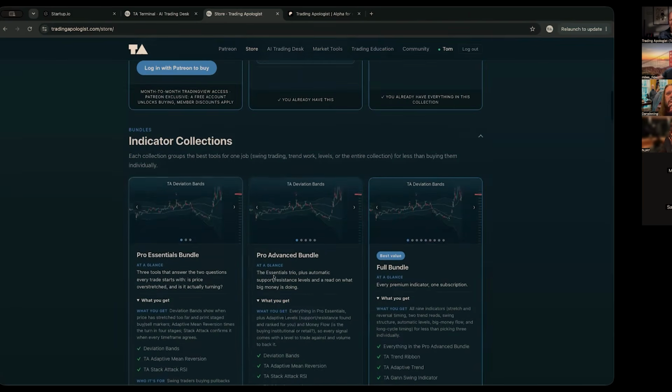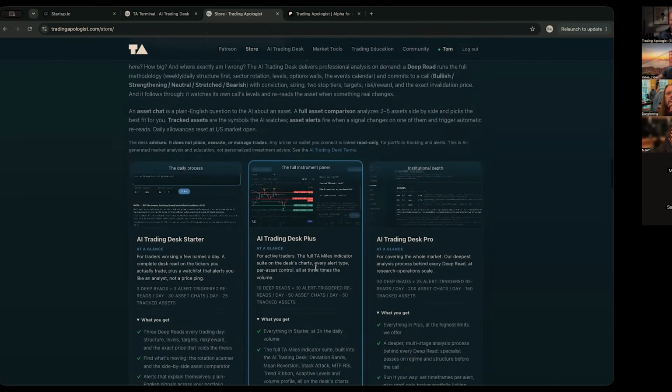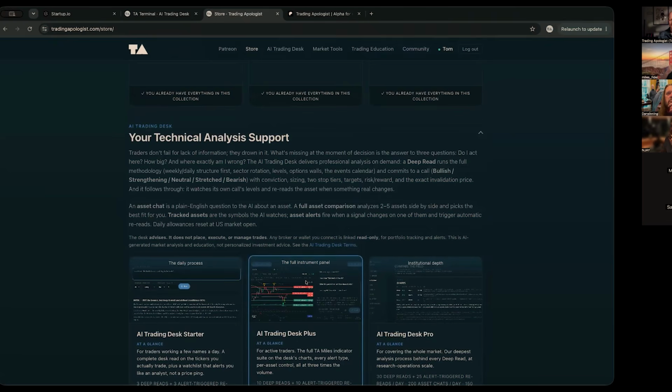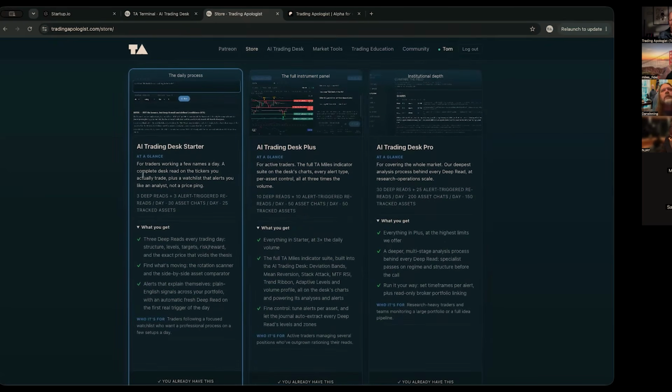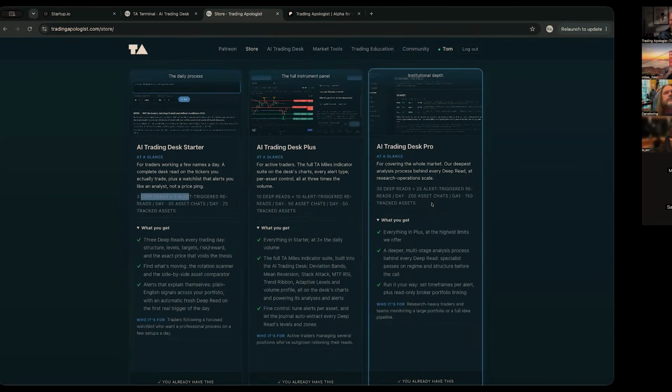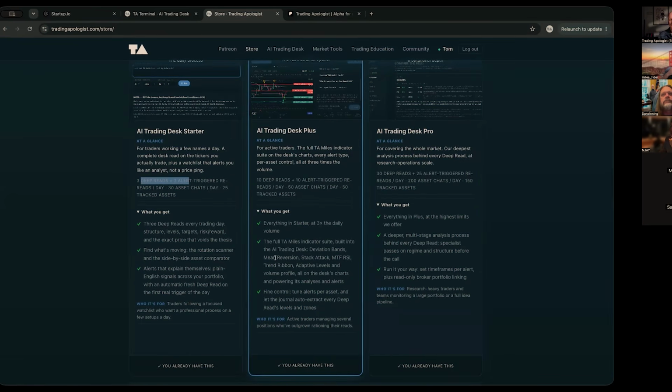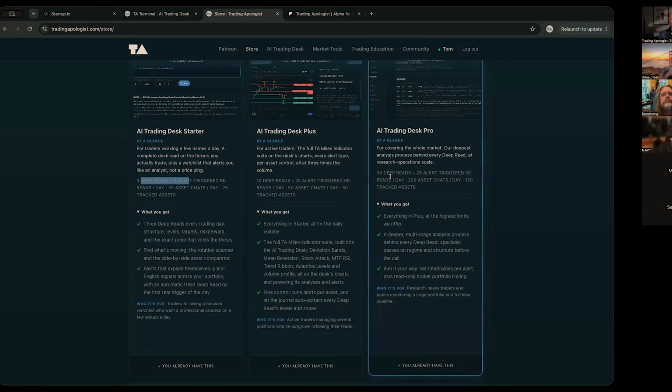So on the store, it's just the indicator collections, and then here is where the AI trade desk bundles are. These are really the ones based on the 3, the 10, the 30, as Millie said, and then integrating all of the indicator reads into these upper tiers.